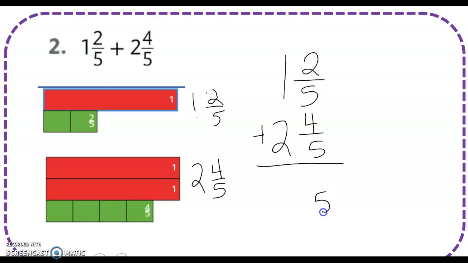I know my denominator stays the same, and I add my numerators. 2 plus 4 is 6. Then I add my whole number. 1 plus 2 is 3. Now we have a mixed number with a whole number, 3 6/5.